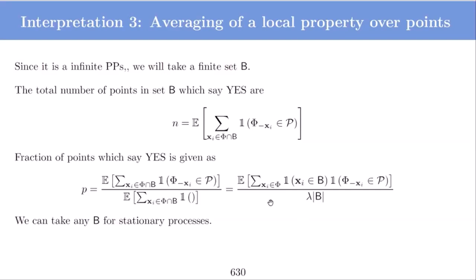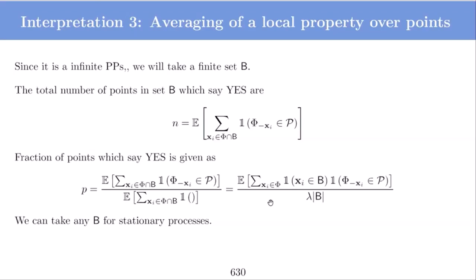And suppose the point process is infinite, then both the denominator and numerator can be infinite. So to make it more tractable, I take a finite set B and only ask all the points in that set B. And if it's a stationary process, this B does not matter, right? If you take a small B or a large B, or you take B tending to cover the whole space, you should get the same thing. So since it's an infinite point process, we'll take a finite set B.